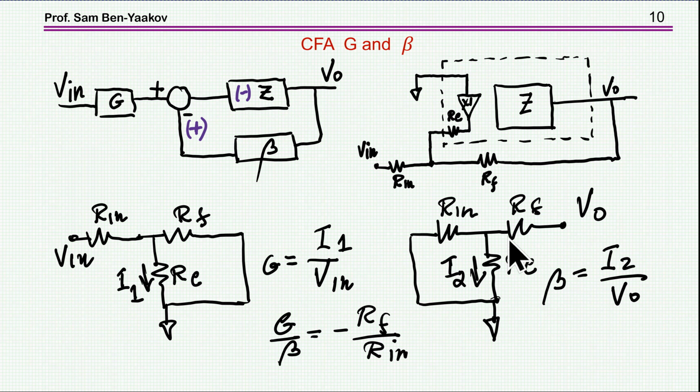Now, although I'm not deriving the transfer function, here are the two networks for deriving it. This is for G between V in and the current here. So G is this current over V in, and for beta it is between the V out voltage and the current here. I'm not going to derive it for the reason that I've said, but I'm going to show it in a different, more intuitive way.